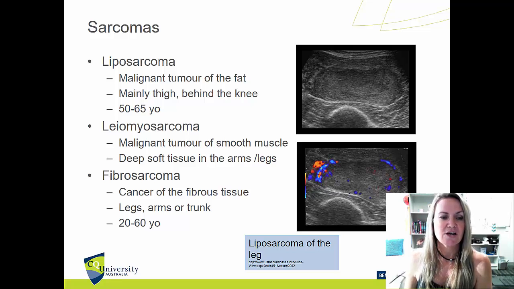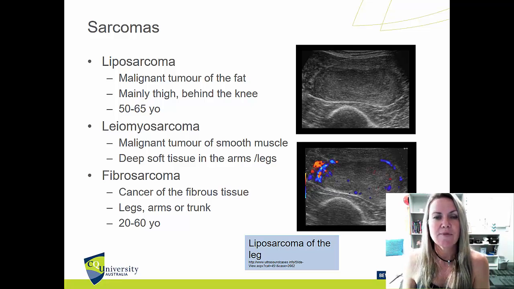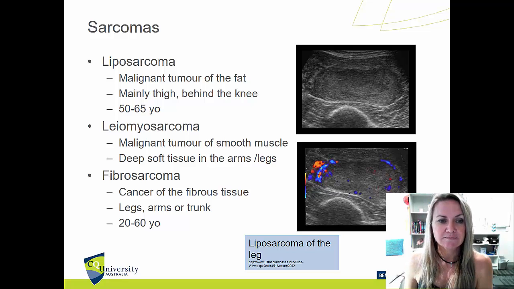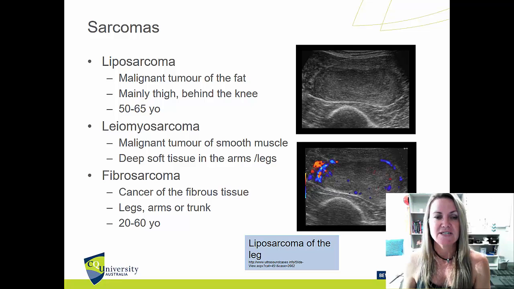Sarcomas. So what are sarcomas? There's a few different types. We've got the liposarcoma, the leiomyosarcoma, and the fibrosarcoma. Not as common, not going to spend a great deal of time on them, just so that you're aware of what they possibly could be if you do come across a particular lump that you're not quite sure what it is, if it's solid appearing.